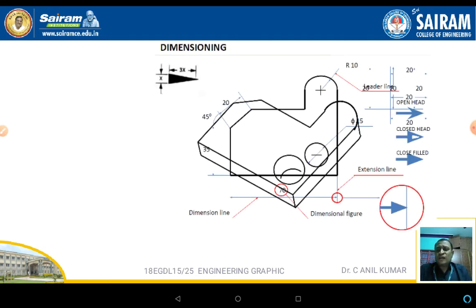Now even while representing an arrow we have to go with respect to the dimensions. The arrowhead dimension should be 1:3. If the width of the arrow is 1, the length of the arrow should be 3. In this sketch there are two sketches: one is the three-dimensional sketch, the other is the two-dimensional sketch. While representing arrows, three different types can be used: an open head arrow, a closed head arrow, and a closed and filled head arrow.